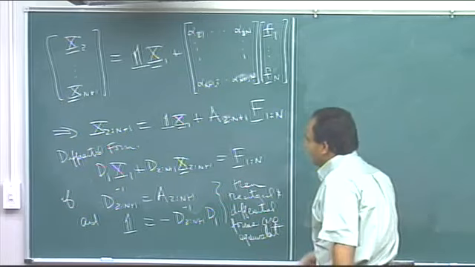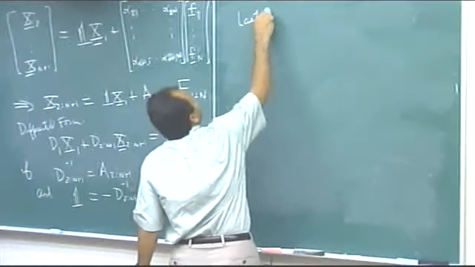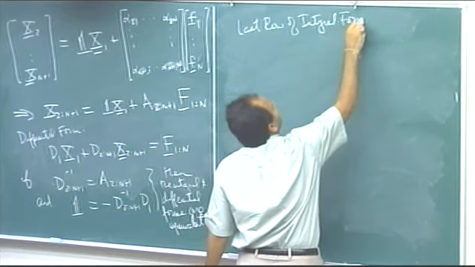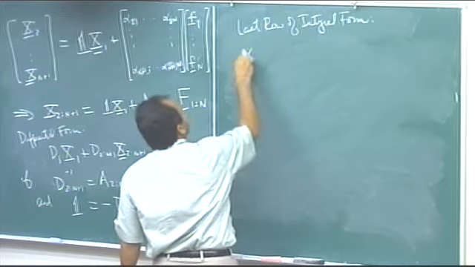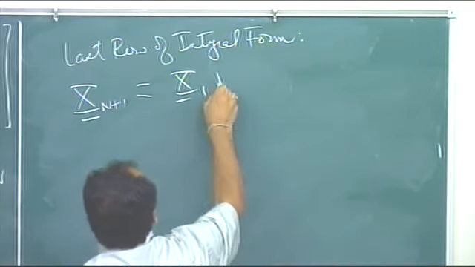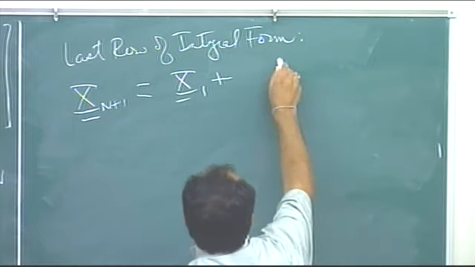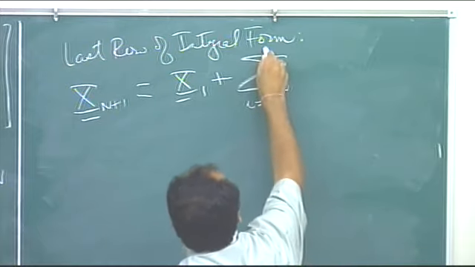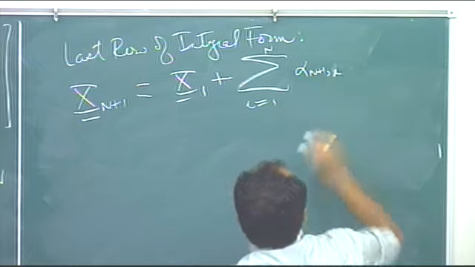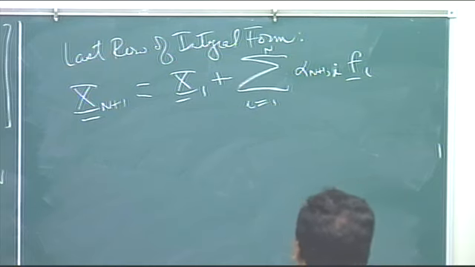And what you see here is that you'll notice something in this integral form. If you look at the last row of integral form, what you get is x n plus 1 is equal to x1 plus, now if you look at that, let's just pull the last one out. We've got the sum from i equals 1 up to n of alpha n plus 1, i, times what? Times f i, right? Because I'm fixing the last value. So you can see what happens here.